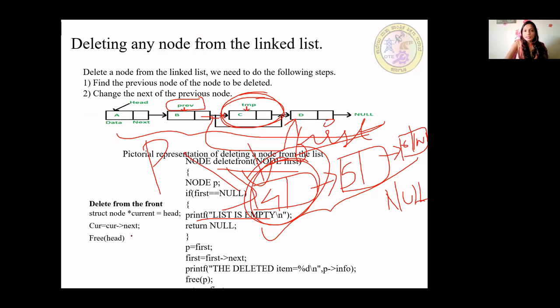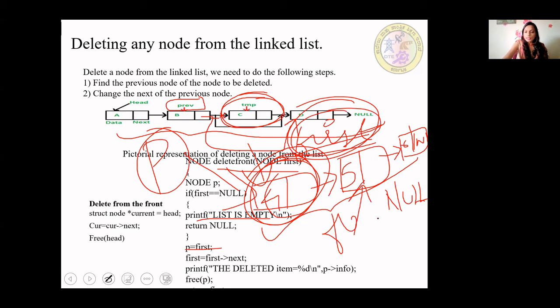What we were seeing, okay? Which node will be deleted? Node 4. So we will take a pointer P and point it to first. First is equal to first of next. To delete this, we have to change first. So first will be equal to first of next node. So first will point here. Then you can print this: the deleted node is P of data or P of info, and free this. Like this we delete.